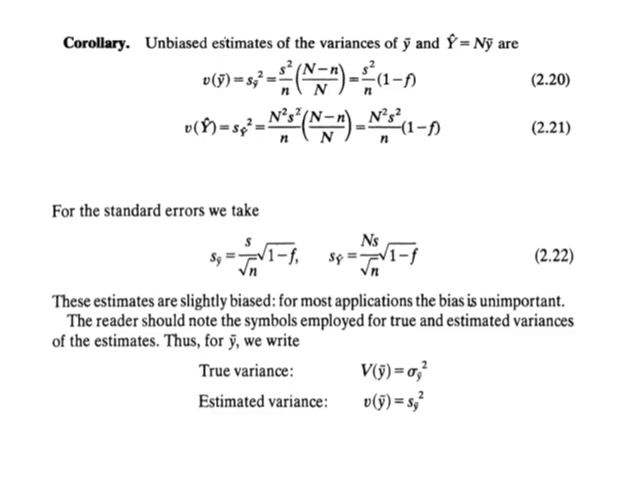The reader should note the symbols employed for the true and estimated variances of the estimates. Thus, for y bar, we write the true variance V of y small bar, which is equal to sigma square of y bar. The estimated variance is small v of y bar, which is equal to s square of y small bar.